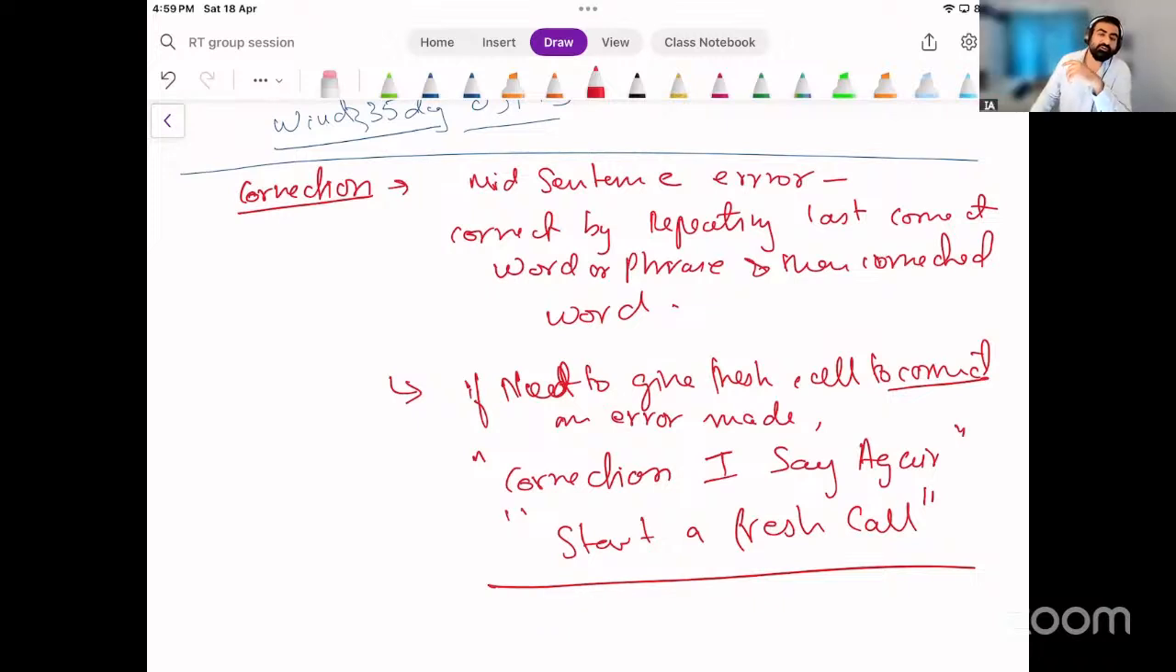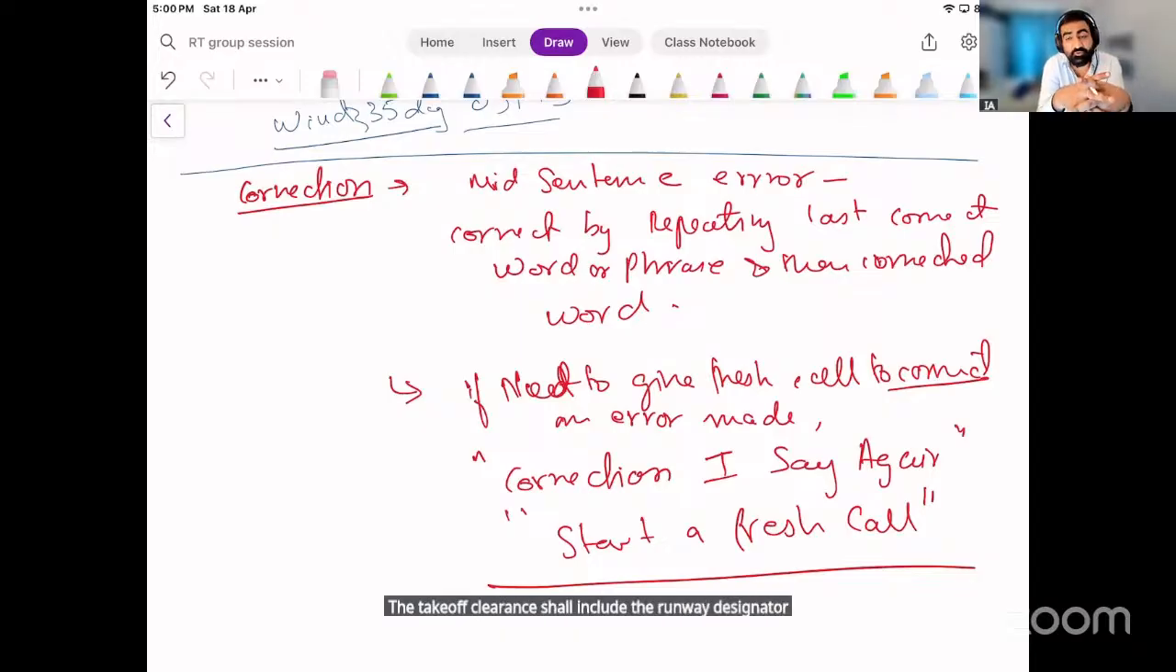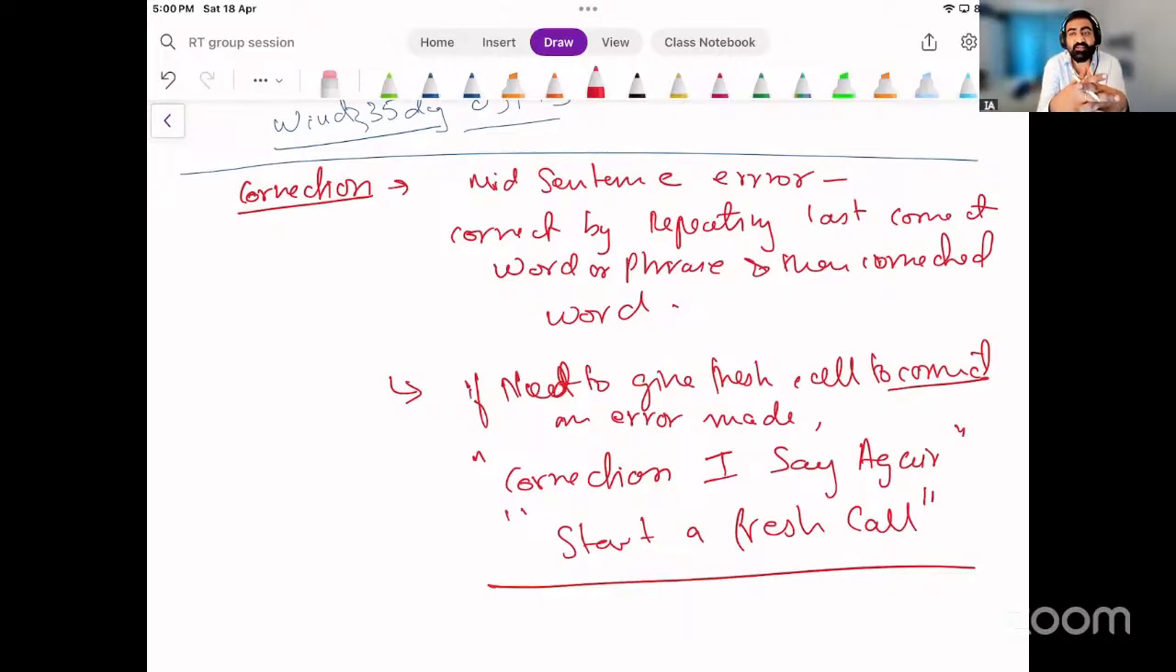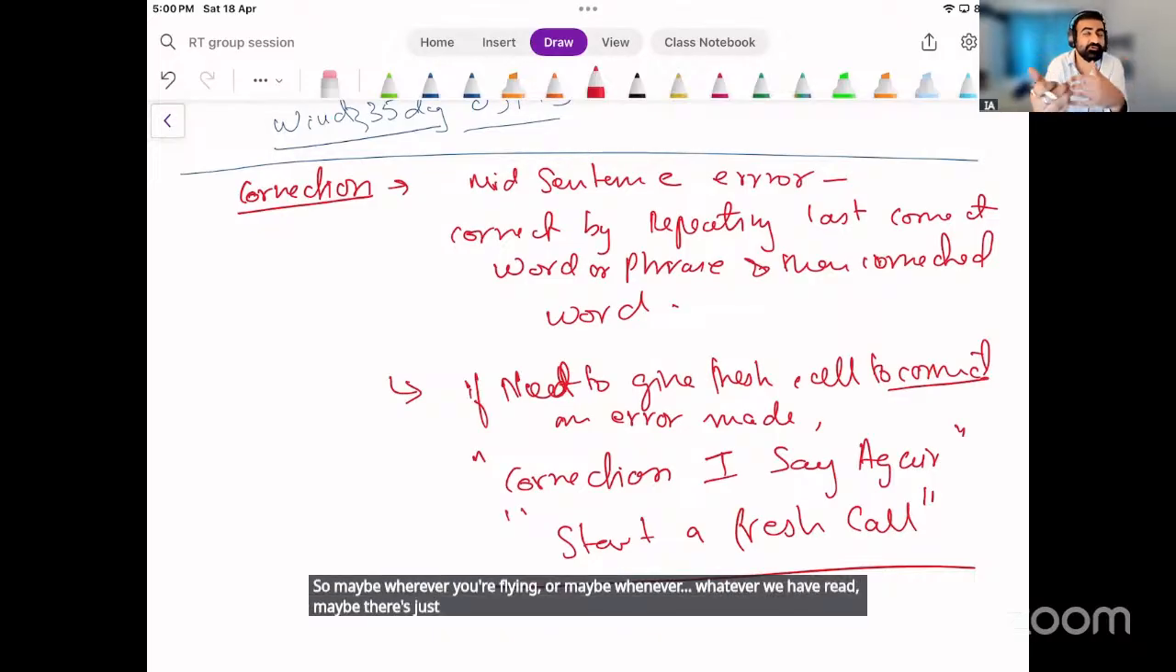Something about takeoff clearance. The takeoff clearance shall include the runway designator of the departure aerodrome whenever more than one runway is in use. So maybe wherever you're flying, there's just one active runway where we are not habituated to use the name of the runway, but you make it a habit of always mentioning the name of the runway. Okay.